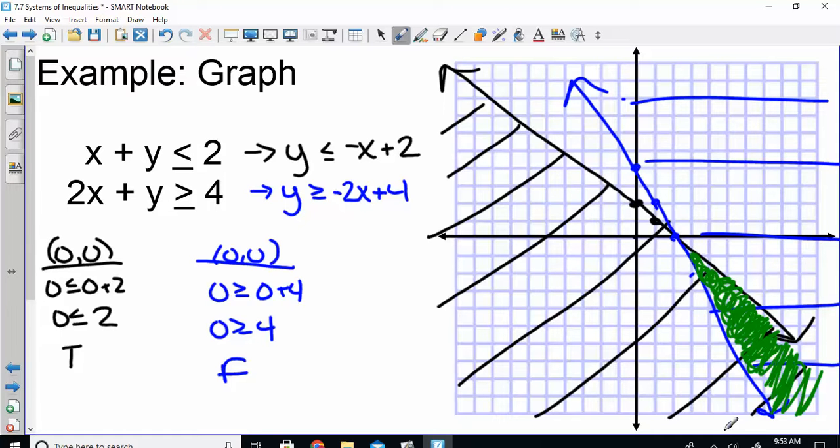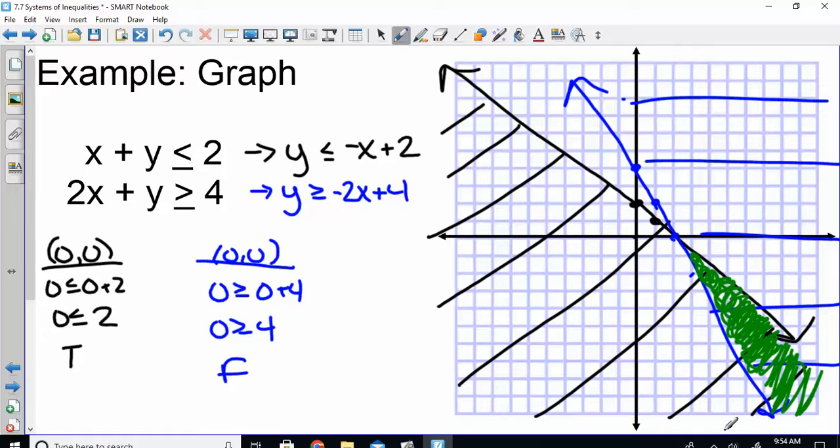Some people like to erase the other shading at this point. Some people just color it in dark. Some people like to use a highlighter. I don't care as long as I can tell the difference between your final answer and the other shading along the way. All right? That makes sense.